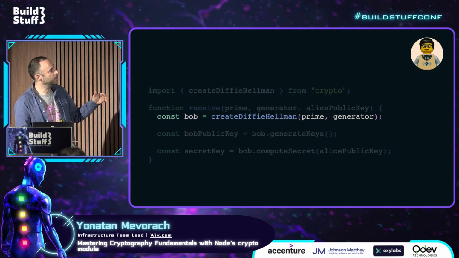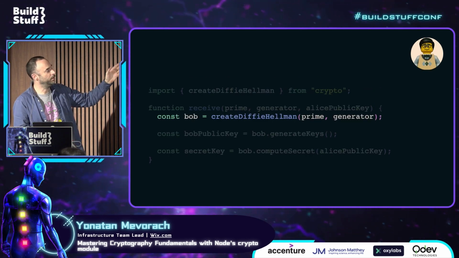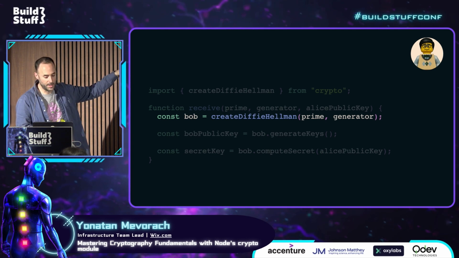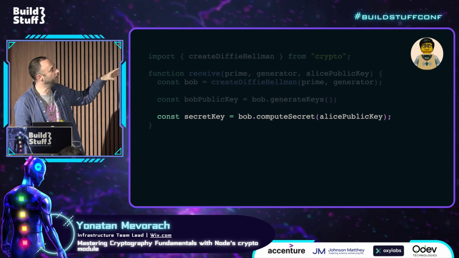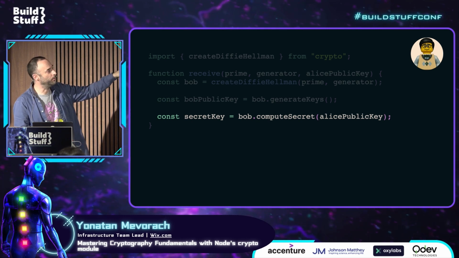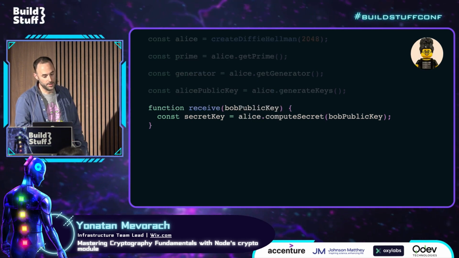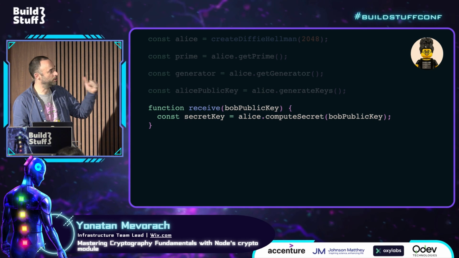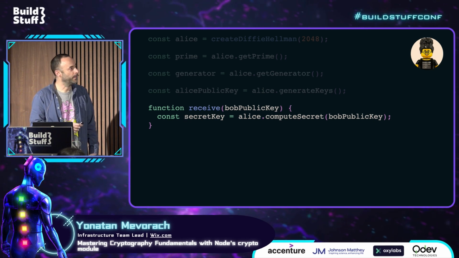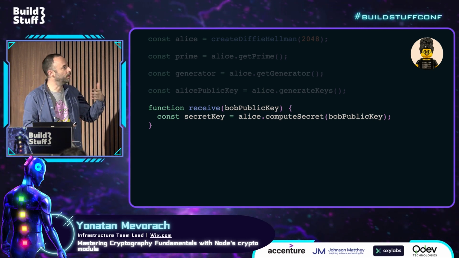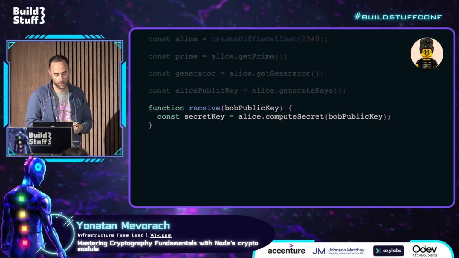Bob gets these things. He calls createDiffieHellman. Because he's using an existing prime and generator, this is much faster this time. He gets his public key, and he can also already compute the shared key. And then on Alice's side, she can compute the same shared key. And then they can start encrypting using this key in the same process we showed earlier.